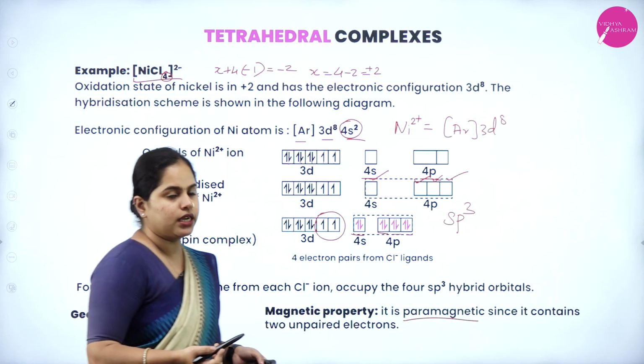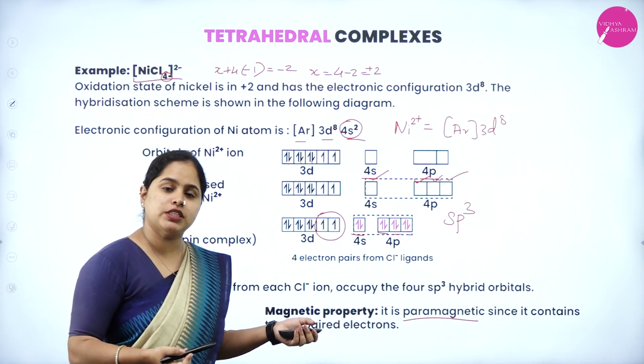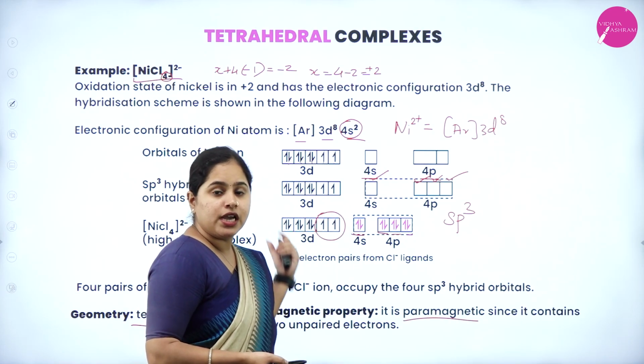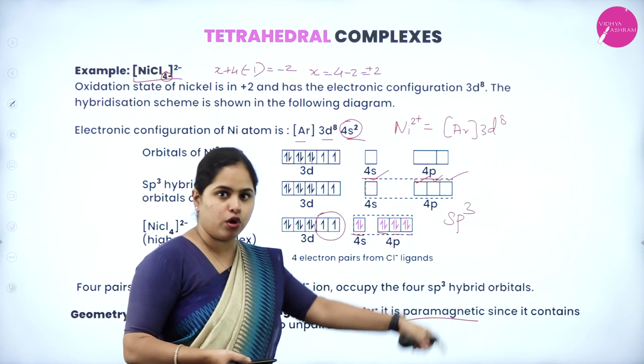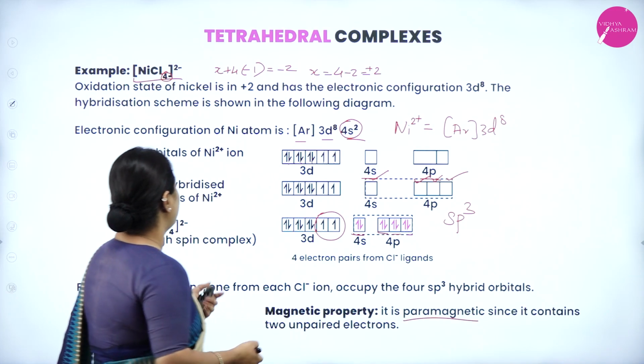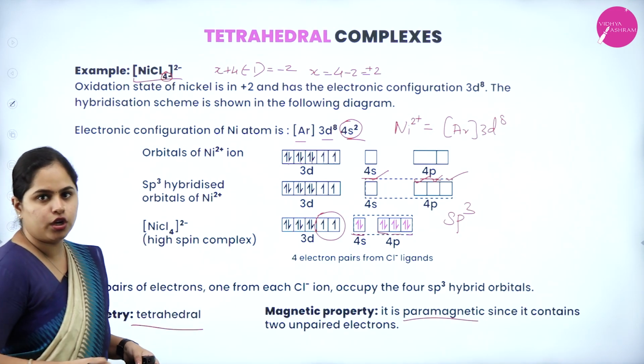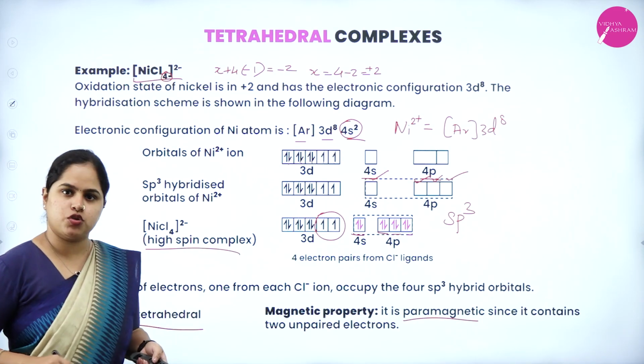It is paramagnetic. Now can you tell me whether it is inner orbital or outer orbital? Right, we have not considered orbitals from the inner shells. It is from 4s and 4p. So of course it is an outer orbital complex. So I hope that is clear. So it is an outer orbital complex or high spin complex. So I hope it is clear.